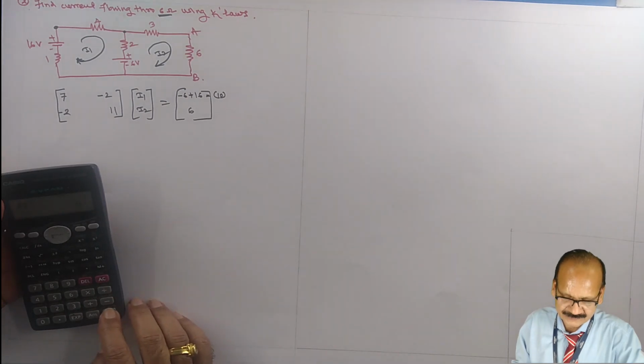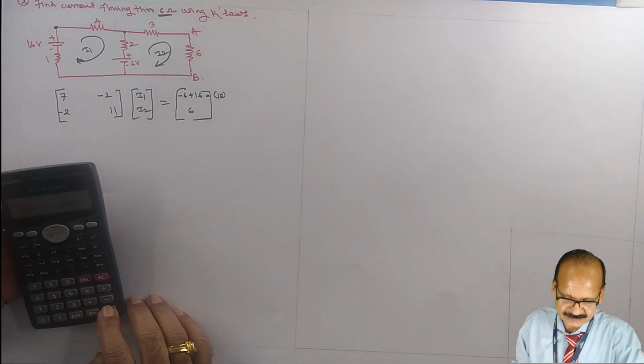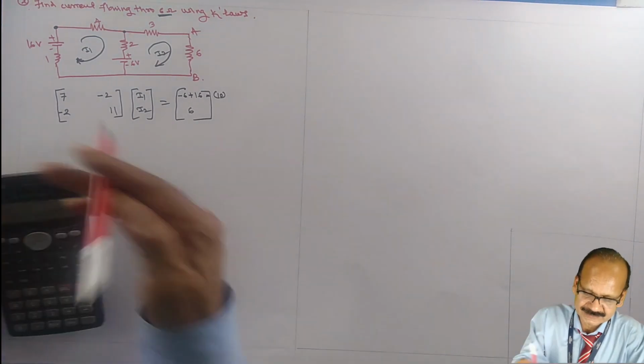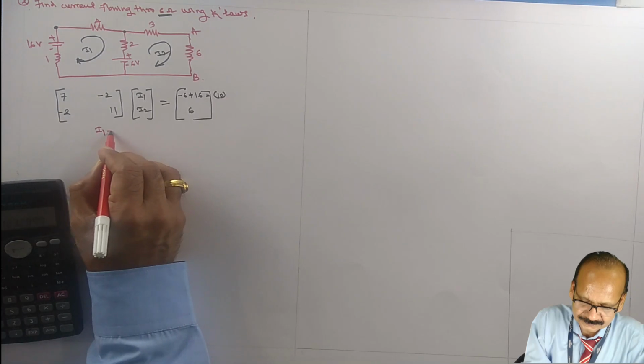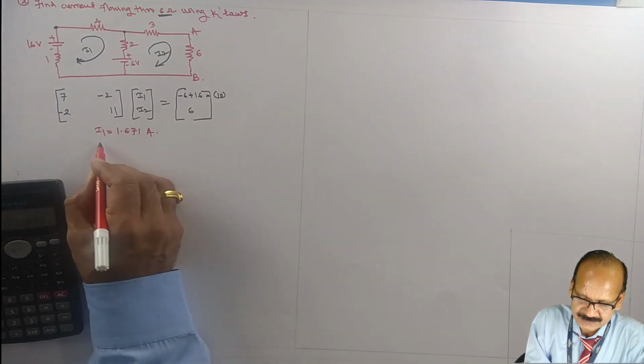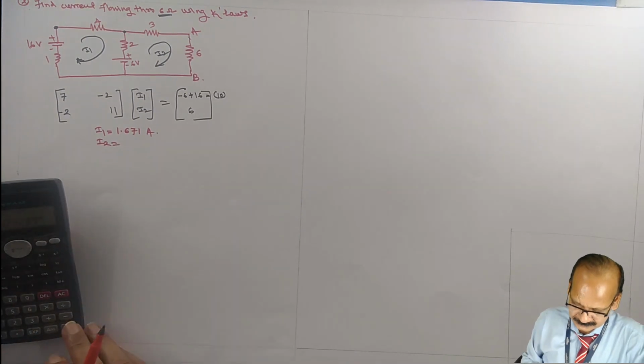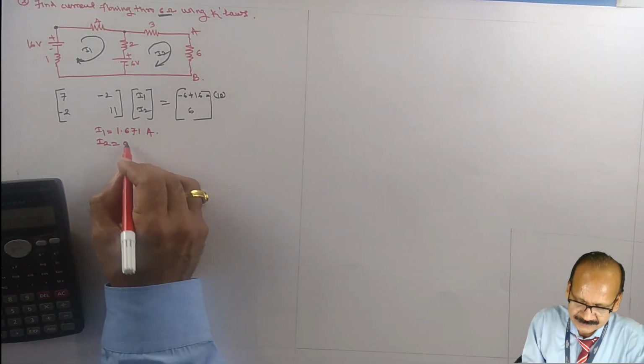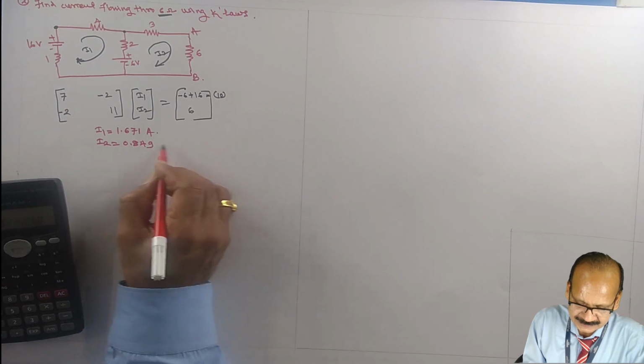You can continue: A1 7, B1 minus 2, C1 10, then A2 minus 2, B2 11, C2 6, equal to. So here I1 equal to 1.671 ampere, and I2 equal to, press equal, 0.849 ampere.